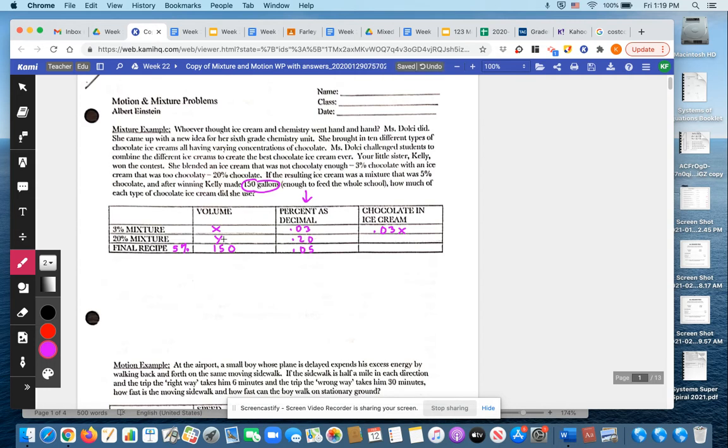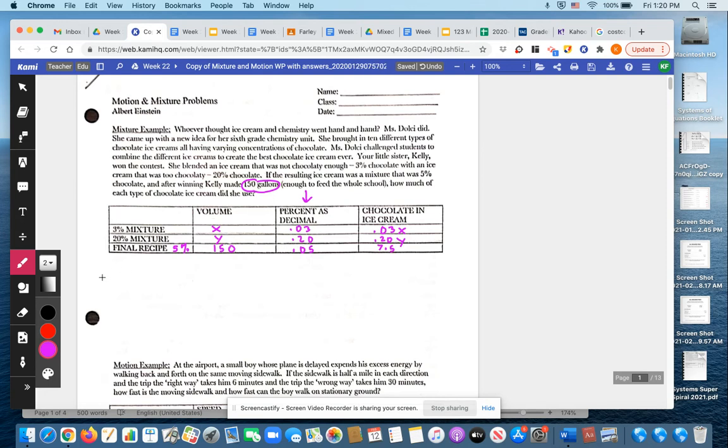20% of this amount, remember, "of" means times, so 20% of this amount, 0.20, and that's y. And now I'm doing 5% of 150. That's going to give me a number. I like to think of this as, what's 10% of 150? Well, that's 15. So 5% must be 7.5.